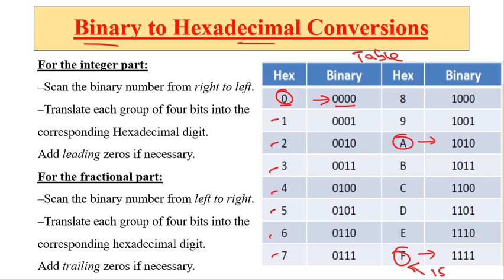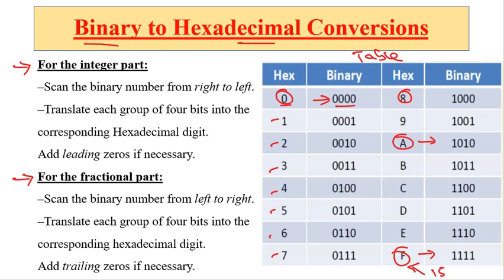In order to represent 15 in binary, 4 bits are sufficient. For this reason only, each hexadecimal digit is represented in binary by its equivalent 4-bit form. Now coming to the conversion part, there are two steps. We will convert the integer part and the fractional part.